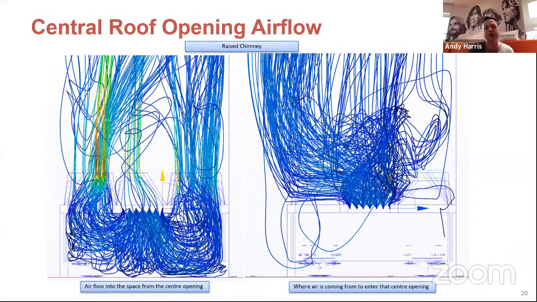So this is the situation now. The air is coming in through the center opening. It's going out through all the chimneys. We're barely seeing any kind of recirculation. We can see a few streamlines there. So the majority of any kind of recirculation is now gone, which means really all the air in that space is fresh air coming in. So next.